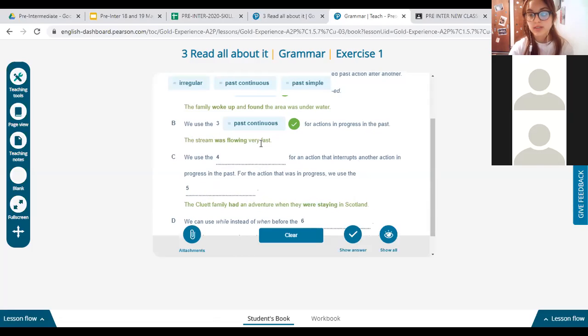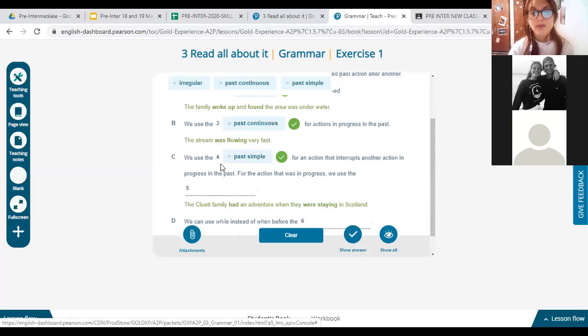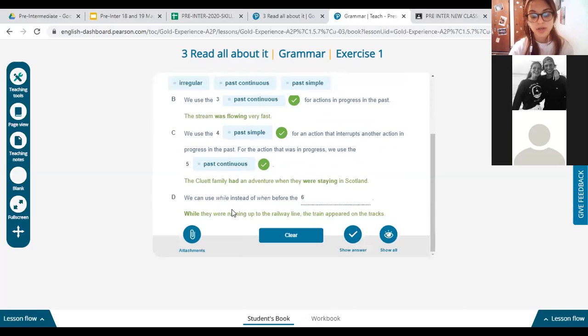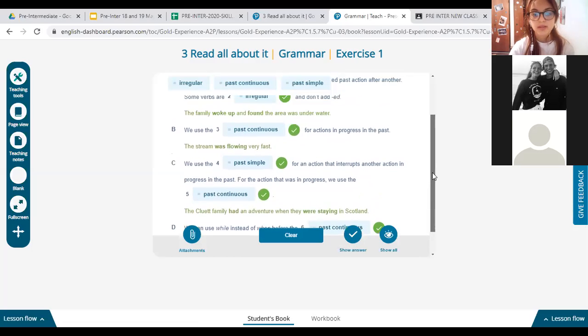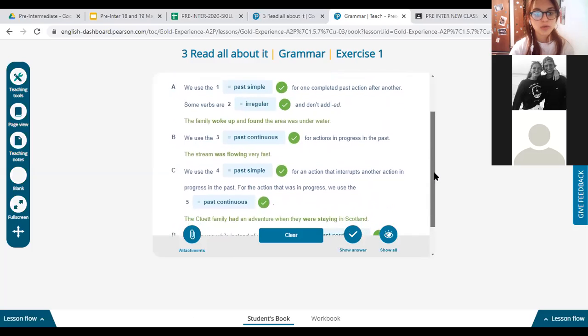Correct. The next one, we use the past simple for an action that interrupts another action in progress in the past. Yes. For the action that was in progress, we use the past continuous. Good. And the last one, we can use while instead of when before the past continuous. Good. Ya está, ya se lo saben. Les pongo un 10 a todos.